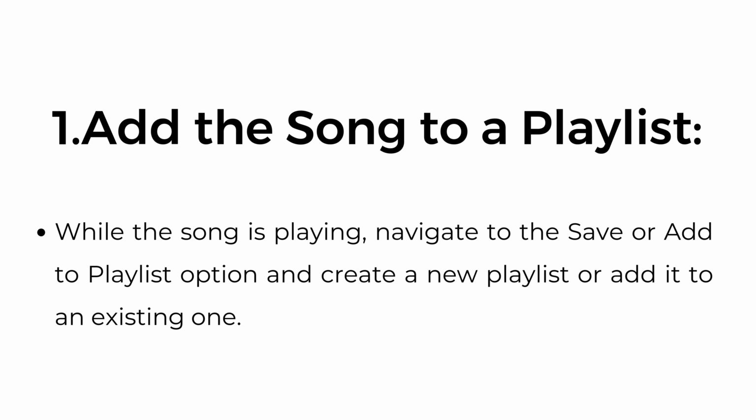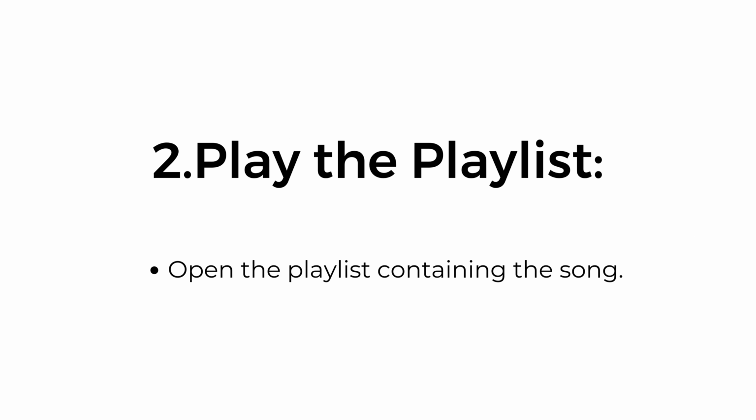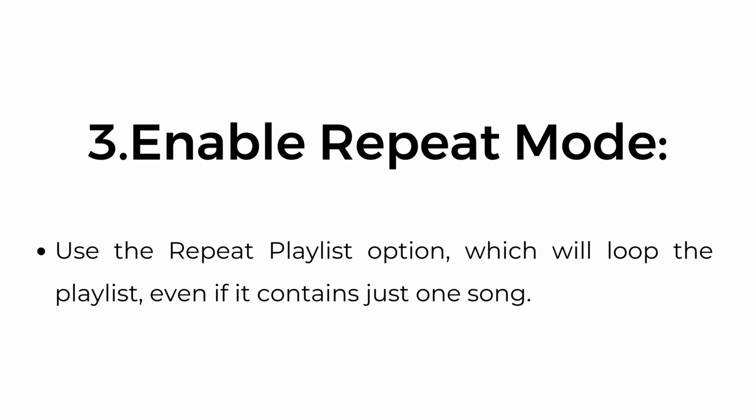Add the song to a playlist. While the song is playing, navigate to the Save or Add to Playlist option and create a new playlist or add it to an existing one. Play the playlist. Open the playlist containing the song. Enable repeat mode. Use the Repeat Playlist option, which will loop the playlist even if it contains just one song.